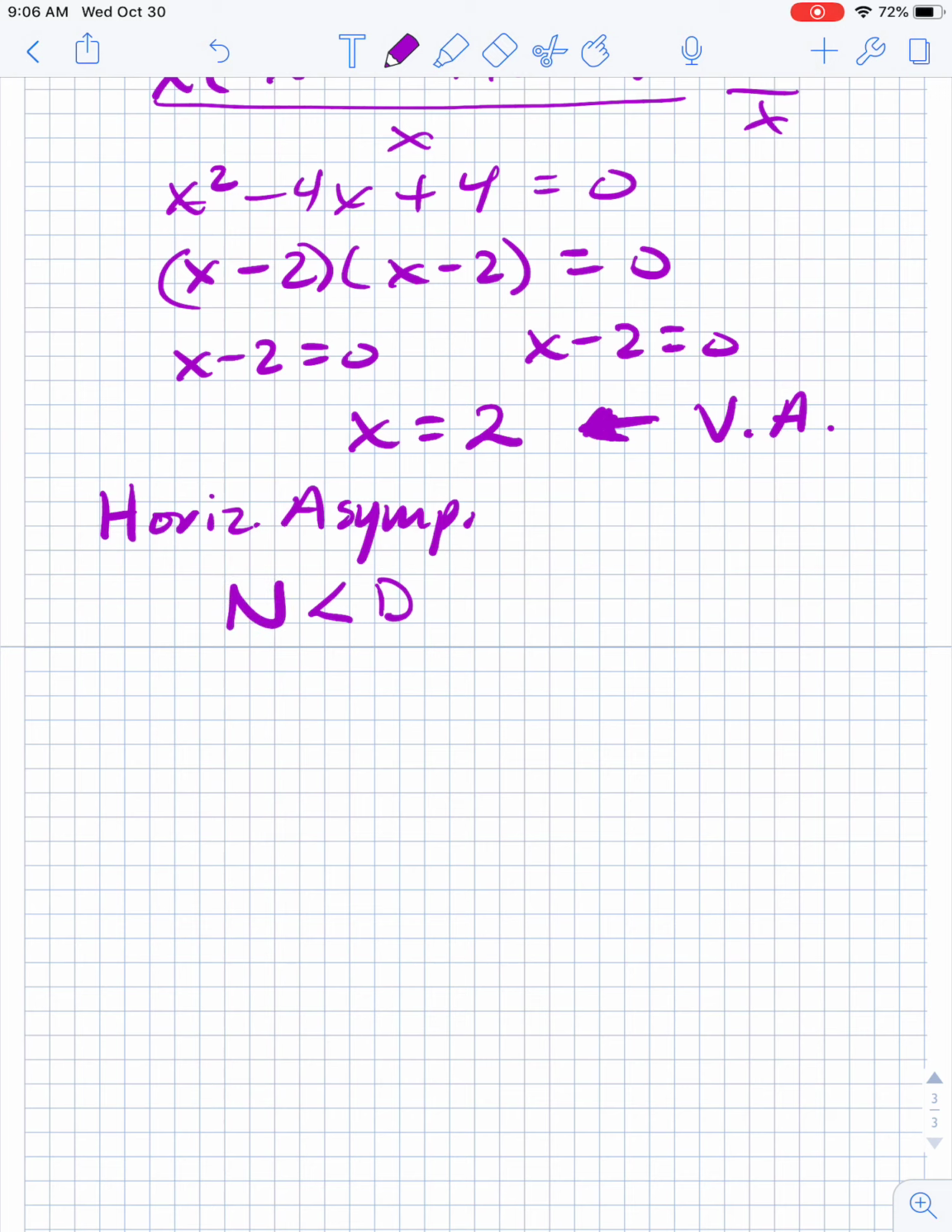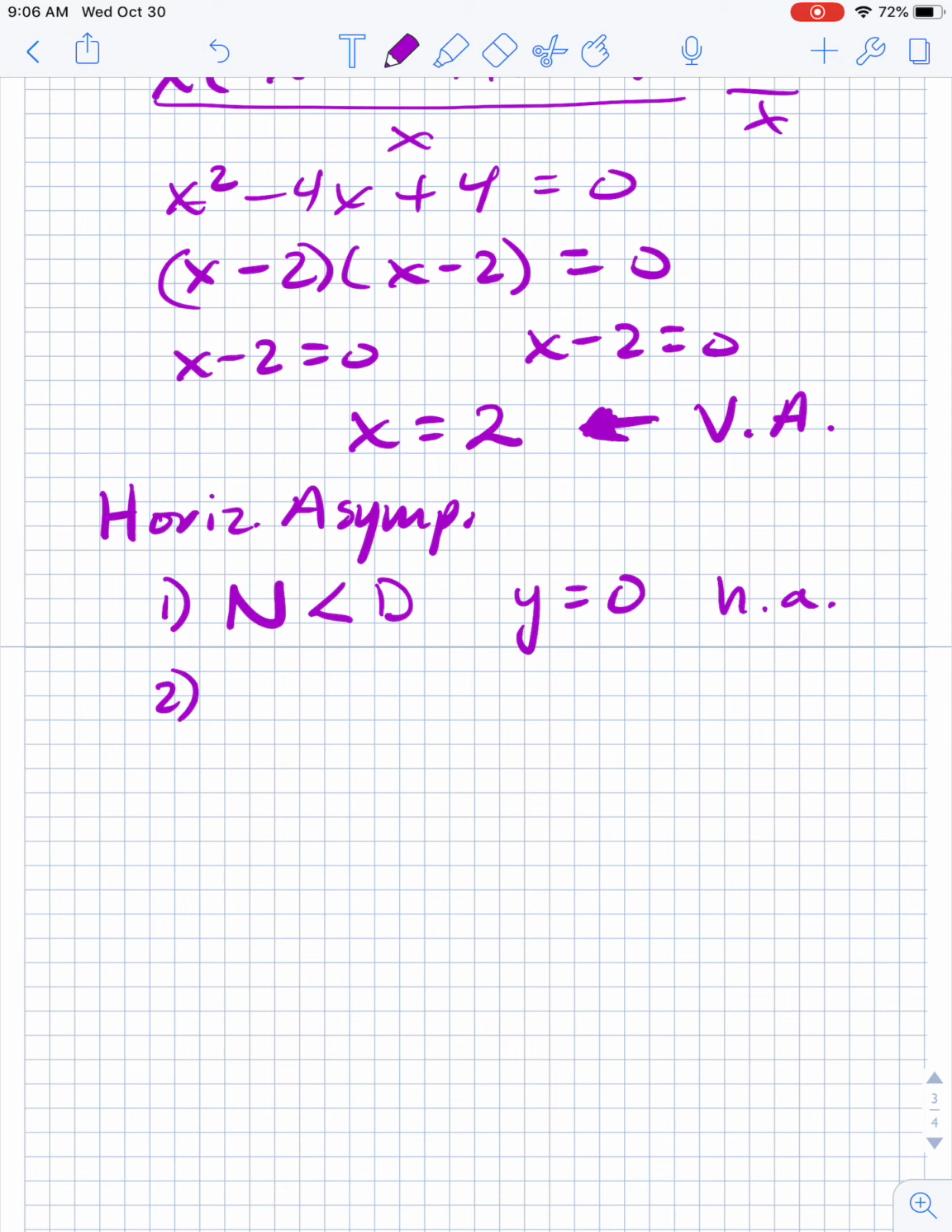So if the degrees in my numerator are less than the degrees in my denominator, then y is equal to 0 is my horizontal asymptote, okay? So that's situation number 1.